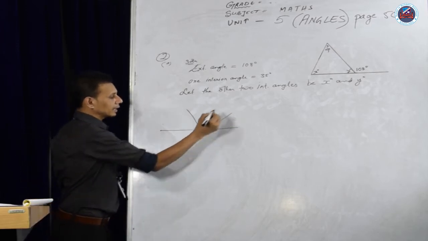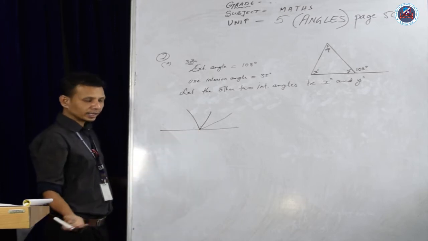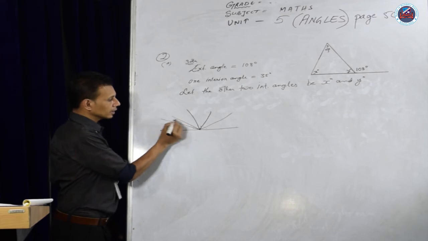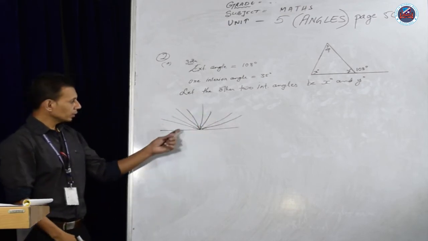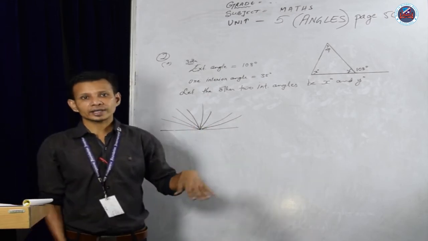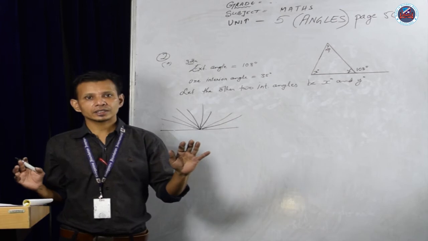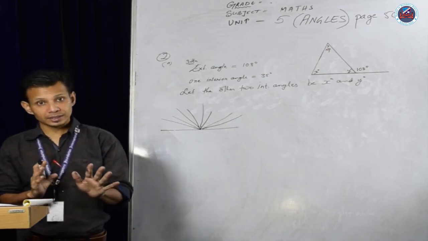Let it be like this. When you add up this, you will get only 180 degrees. Let it be so many angles. Don't worry. When you add up all these angles, you will get only 180 degrees because it's a straight line. A straight line has exactly 180 degrees. When you add up all the angles, you will get exactly 180 degrees. Is that okay?